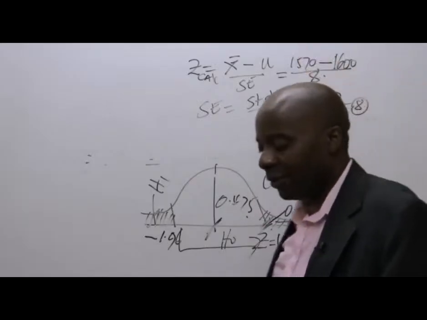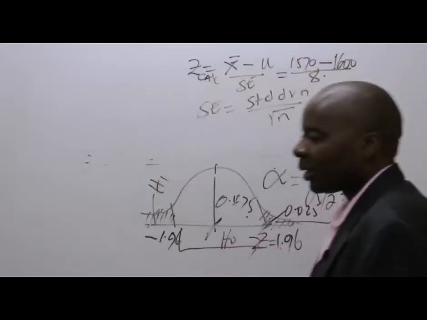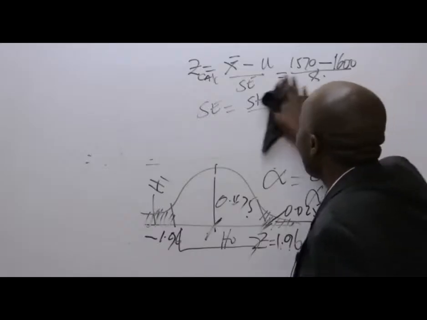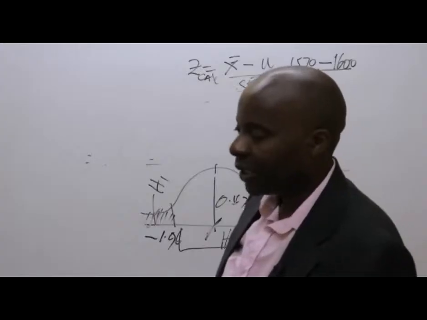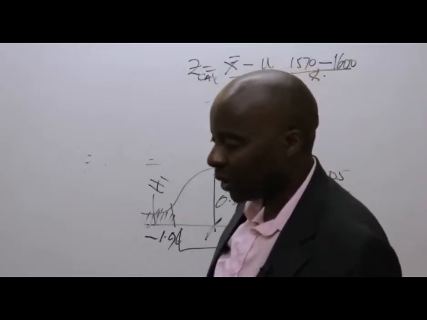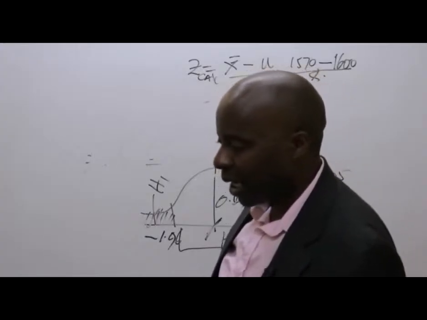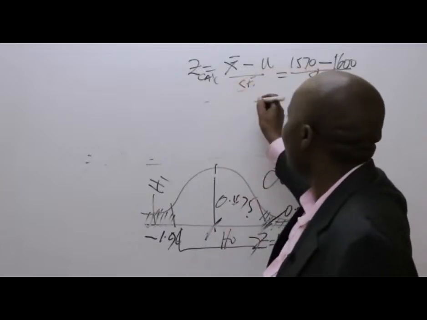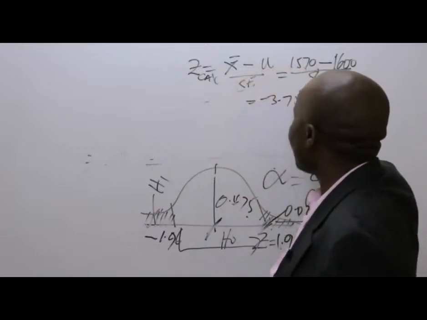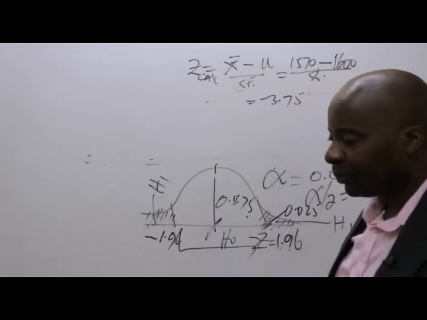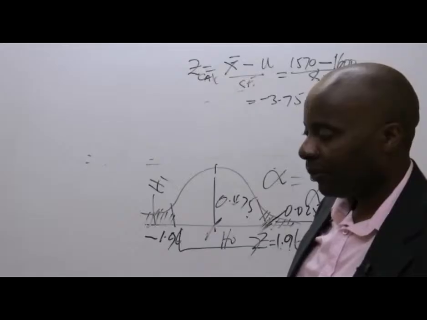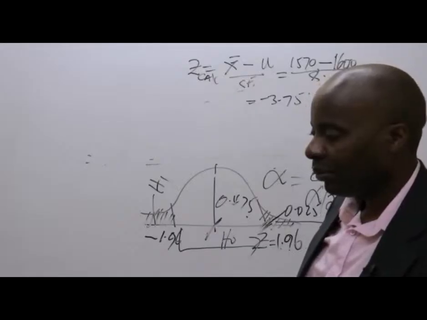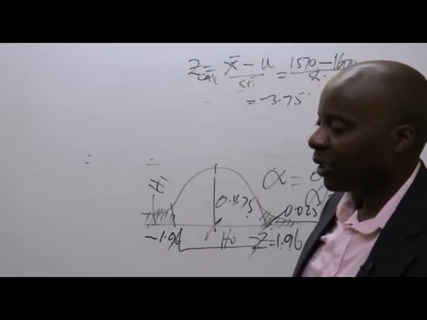Could you kindly give me this Z calculated? The Z calculated will be equal to what? Somebody is giving me a figure of minus 3.75. Minus 3.75. Thank you very much.